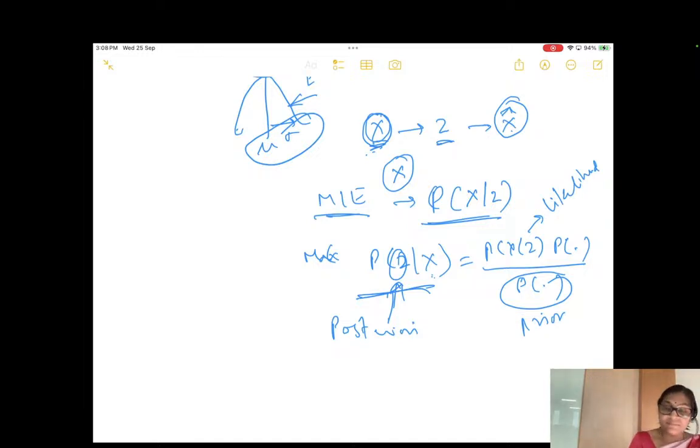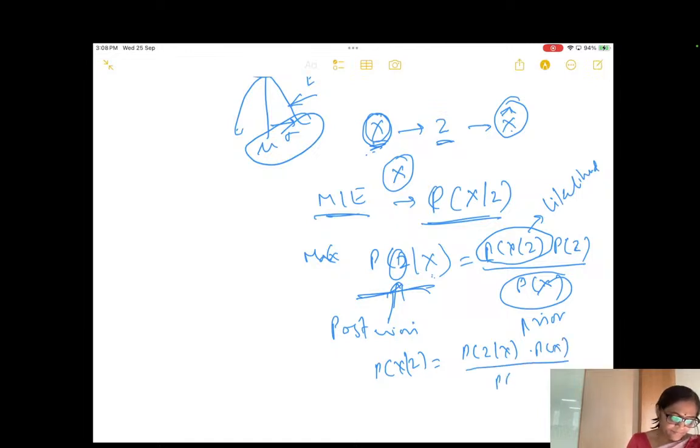P of Z divided by P of X. What we are interested in is this. So P of X given Z becomes what? P of Z given X into P of X divided by P of... How do I know this and how do I compute this?